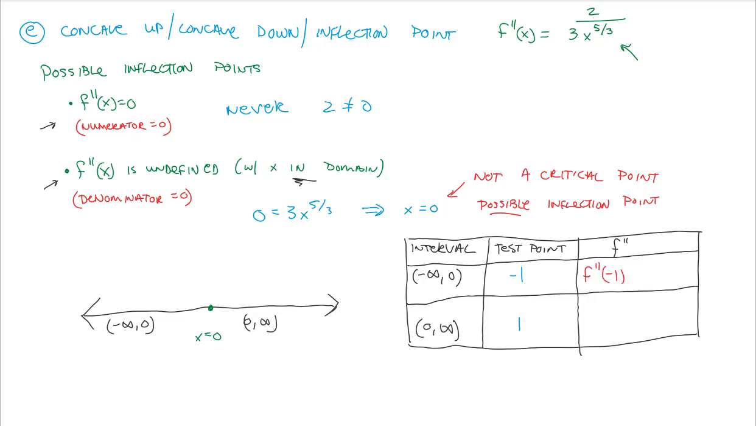So f double prime of -1 is equal, because we have odd numbers in this fractional power, which means that the negative won't get eliminated by some kind of a squaring function. And so we're going to get 2 over -3, which gives us a -2/3. And if we plug in f double prime of +1, we're going to get a +2/3. So we're going to have a concave down function from -infinity to 0, and a concave up function from 0 to infinity. I'm going to pause that right there, and then we're going to take a look at a graph to see what this looks like.